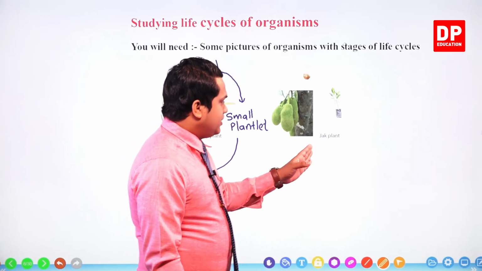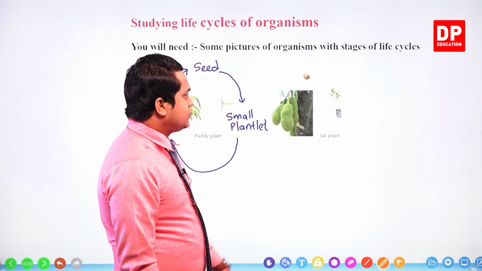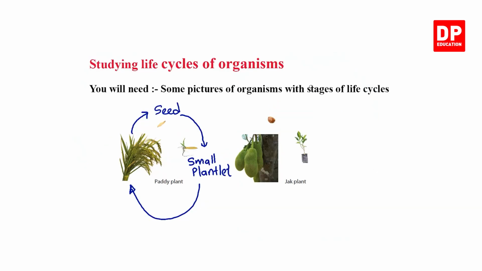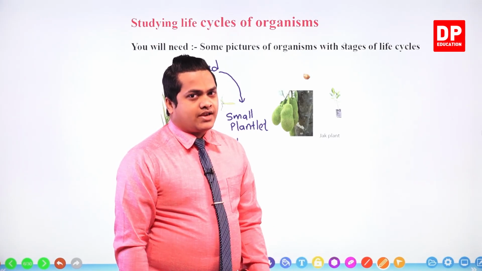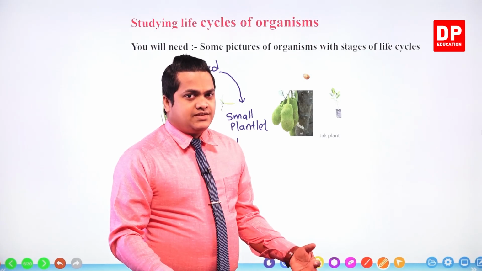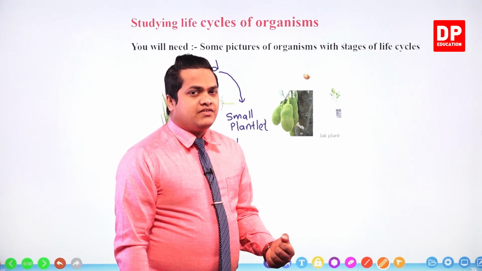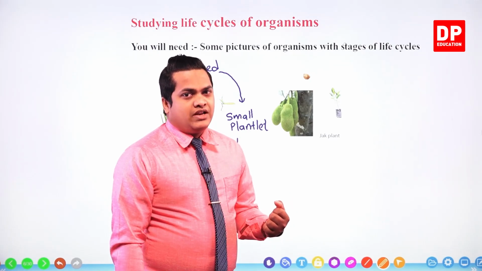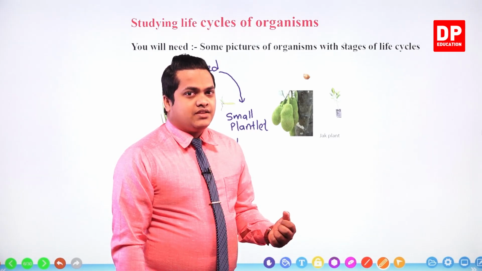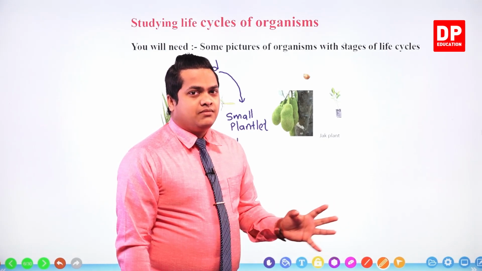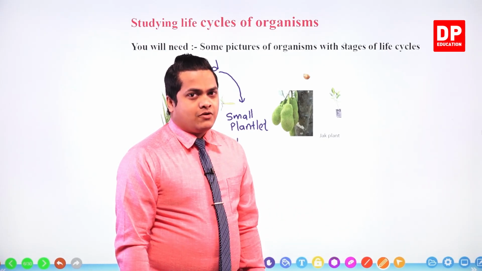In the second figure you can observe a jack plant. In the same way, it starts with the seed, the jack seed, then it produces a small jack plant. By looking at the leaves, we can say that this is jack. Even though the size of the trunk and the tree is somewhat different, by looking at the plant leaves we can directly say it is a jack plant. Only the size of the plant differs here. The other morphological features are very similar to the adult jack plant itself.